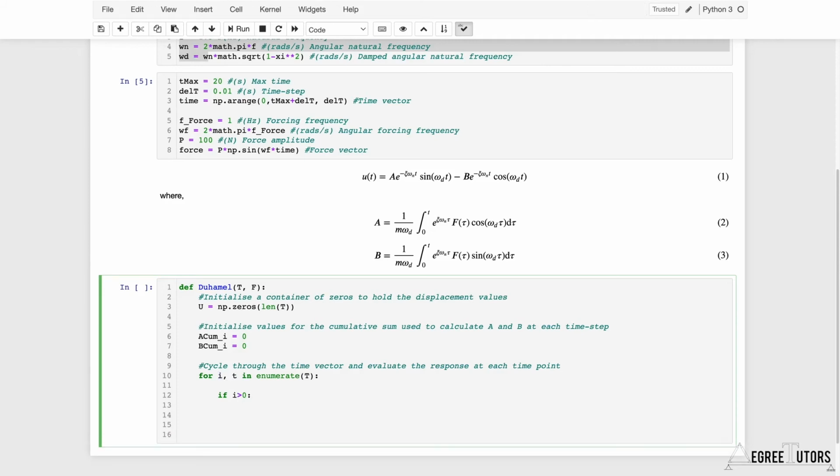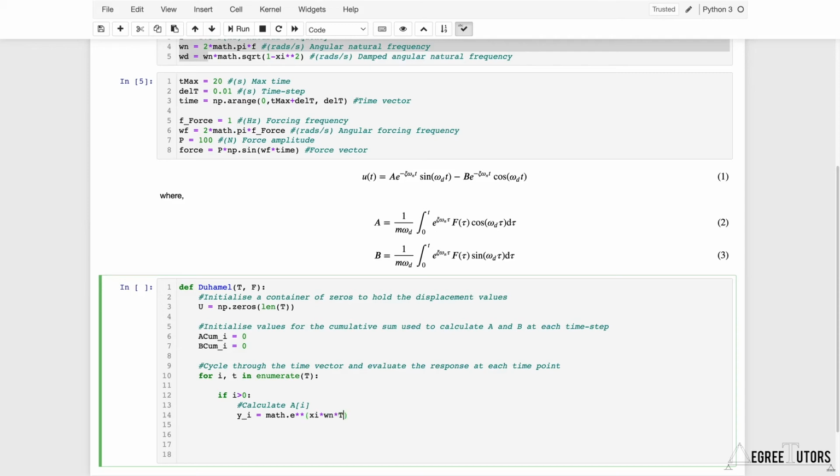So now we're actually ready to calculate A for the current iteration. So that's going to be essentially this equation here, right? Equation 2 here. So what do we need to do? We need to calculate this value here, okay, for the current iteration, and we need to calculate its value for the previous iteration, okay? So we're going to define yi, just a variable, yi. Now that's going to be this expression here, evaluated at the current time step, right? The current value of t. So it's going to be math.e to the power of xi times omega n times the current time.